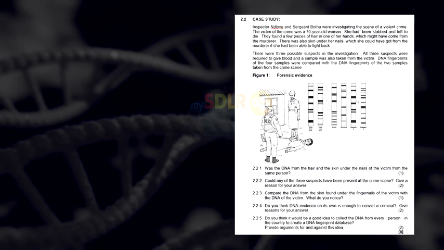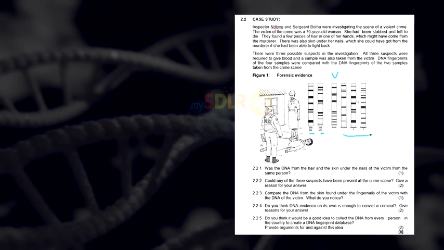There was also skin under her nails, which she could have got from the murderer, if she had been able to fight back. There were 3 possible suspects in this investigation. All 3 suspects were required to give blood, and a sample was also taken from the victim. DNA fingerprints of the 4 samples were compared with the DNA fingerprints of the 2 samples taken from the crime scene. Here, we have DNA from the hair, DNA from the skin. Here, the victim, and the 3 suspects.